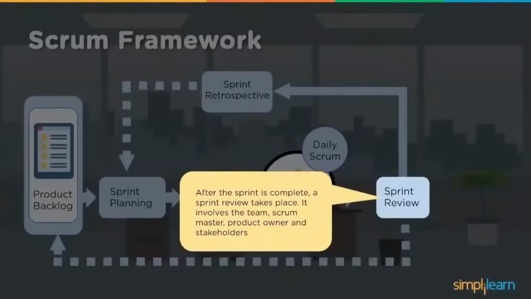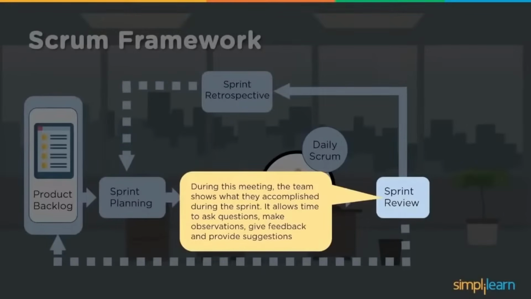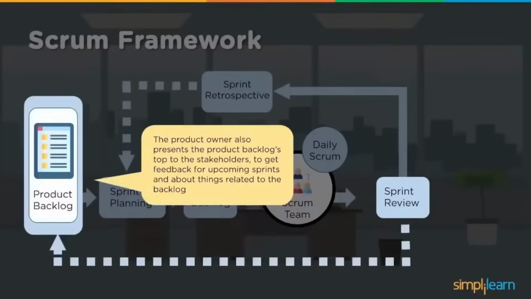Then the sprint review happens once the sprint is complete, which involves the team, the scrum master, product owner and stakeholders, to understand what was agreed upon and what has been delivered, and whether it is fulfilled in its entirety as discussed. During this meeting, the team shows what they accomplished during the sprint. It allows time to ask questions, make observations, give feedback and provide suggestions. Then the product owner also presents the product backlog to the stakeholders to get feedback for upcoming sprints and about things related to the backlog.